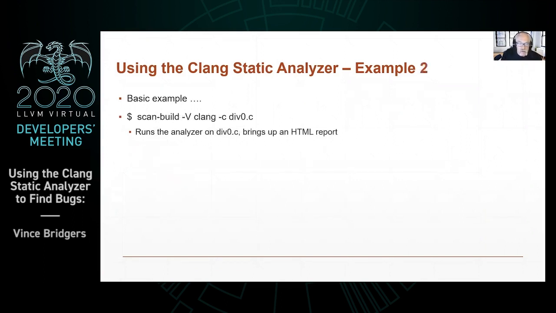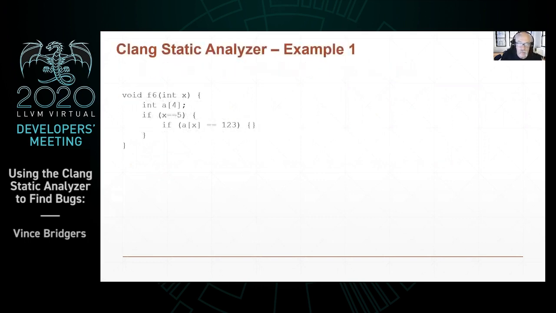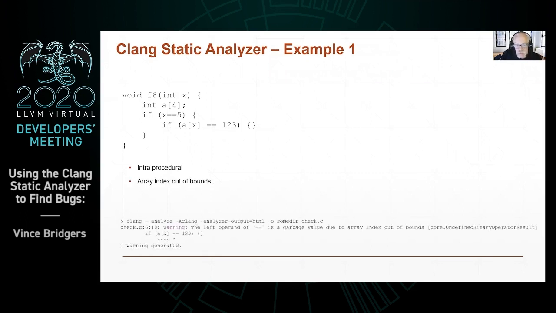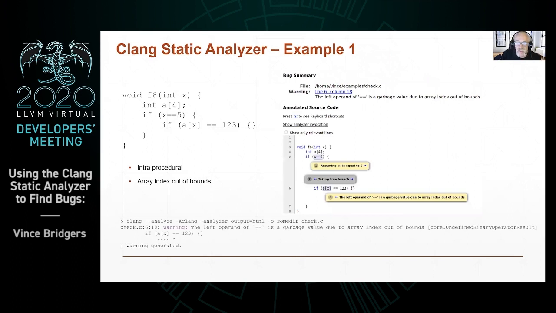So let's look at the next example. So example number 1, this is an intra-procedural example. In this specific case, it's an array index out of bounds error. So we can see that A is attempted to be accessed out of bounds in this particular case. And this is what this looks like in the HTML report.